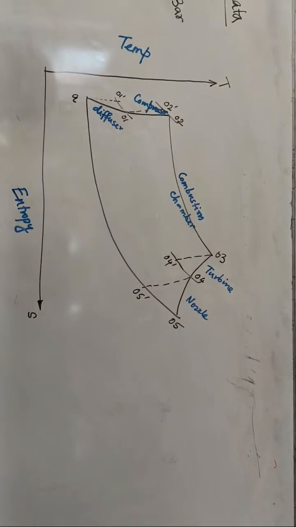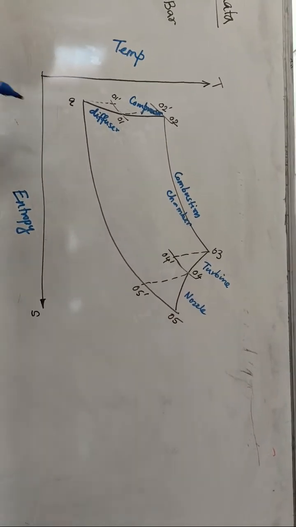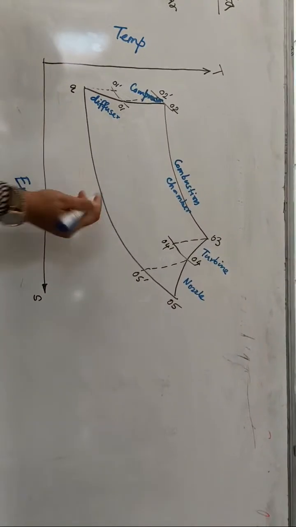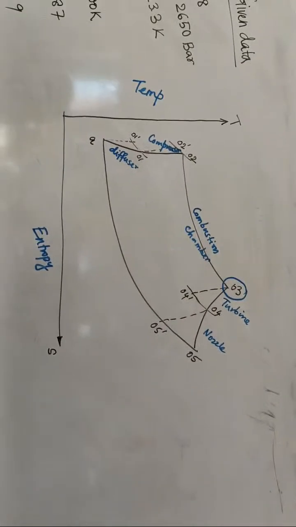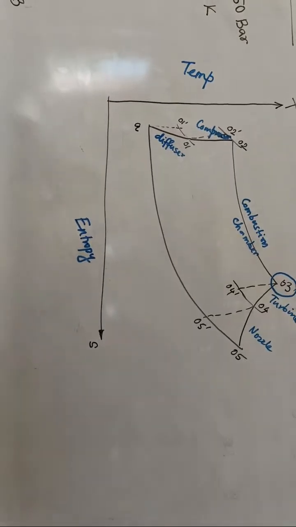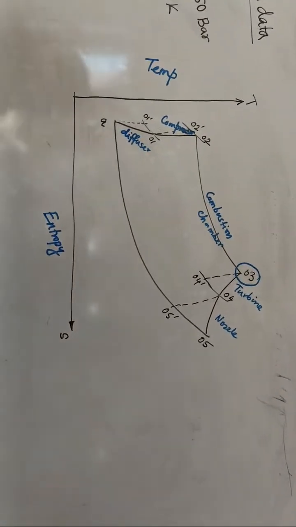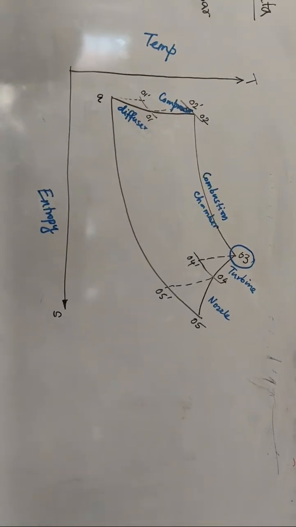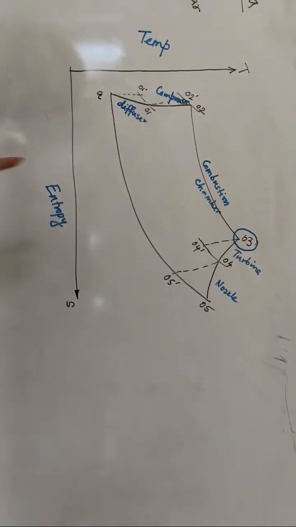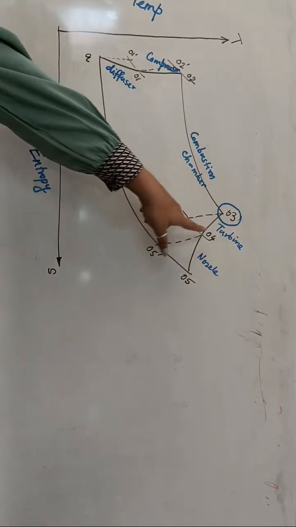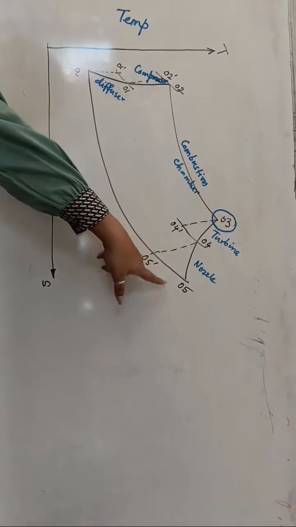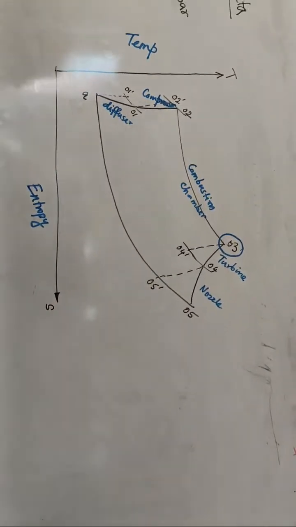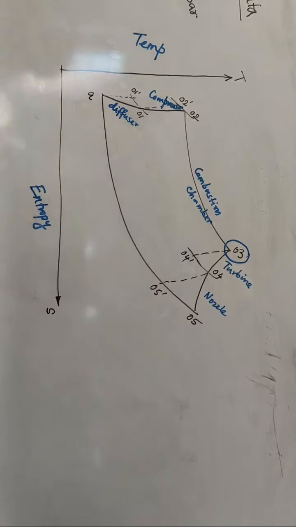Exit of combustion chamber can also be stated as the inlet of turbine. So if in your problem they are stating the inlet of turbine, that means this is your notation, that is 0,3. If they are stating that the temperature is turbine temperature, you have to state that 0,3. Exit of turbine is 4, and exit of nozzle is 5. So according to this, the problem has been stated over there.